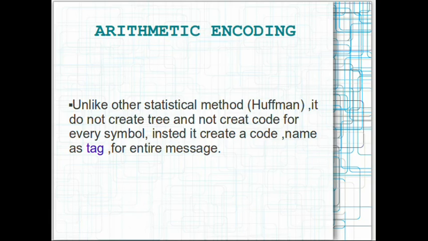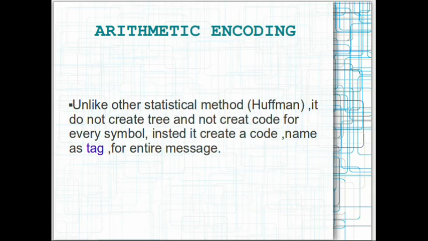In Huffman coding, we create a tree. From that tree we create the code word for every symbol, and then we transmit that code word according to the appearance of the symbol in the message. After that we also calculate the entropy, average length, efficiency, etc. In this code we transmit a code word for every symbol, so the length of the transmitted message keeps increasing. If the message size increases, the transmitted code word also increases.